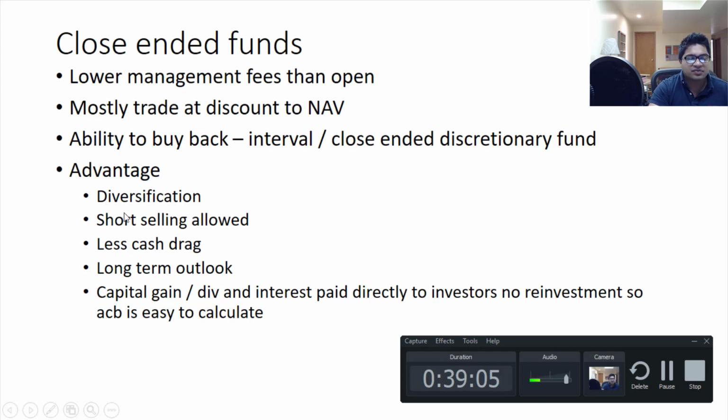Advantages: they have the advantage of diversification. Short selling is allowed in a close-ended mutual fund. They have less cash drag, since most of the funds that the close-ended mutual fund gets are invested. They have a long-term outlook, and capital gains and dividends are directly paid to investors. There is no reinvestment, so adjusted cost basis is easy to calculate.